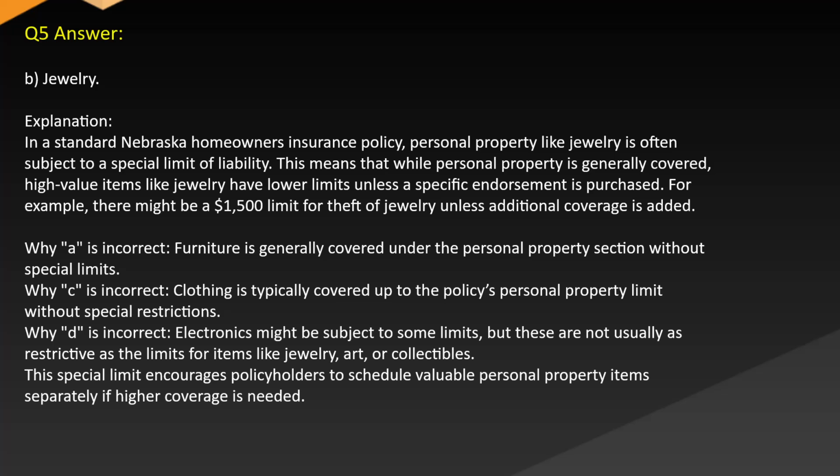Why A is incorrect: furniture is generally covered under the personal property section without special limits. Why C is incorrect: clothing is typically covered up to the policy's personal property limit without special restrictions. Why D is incorrect: electronics might be subject to some limits, but these are not usually as restrictive as the limits for items like jewelry, art, or collectibles. This special limit encourages policyholders to schedule valuable personal property items separately if higher coverage is needed.